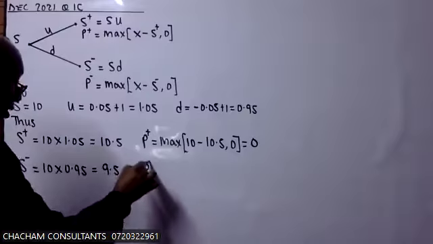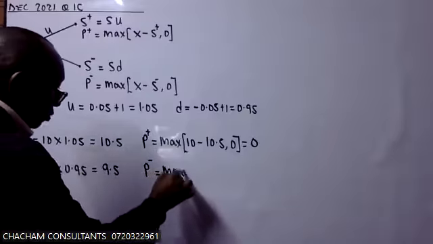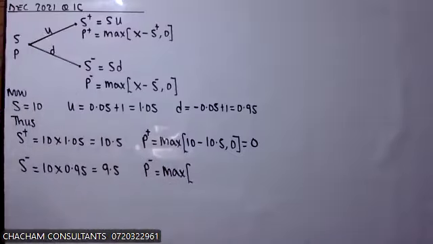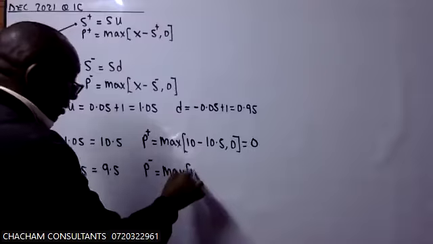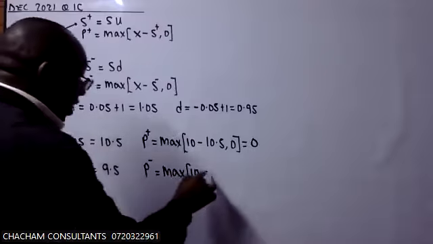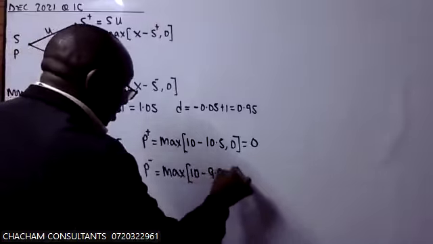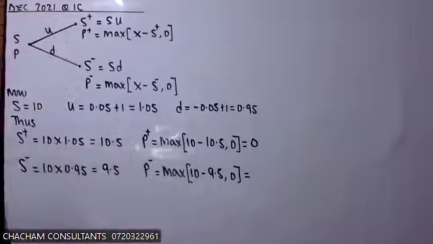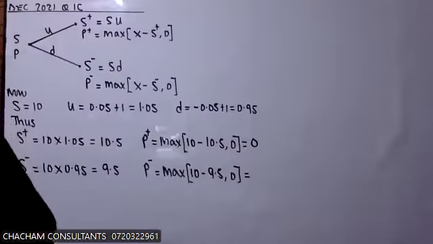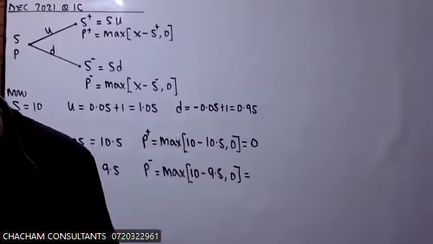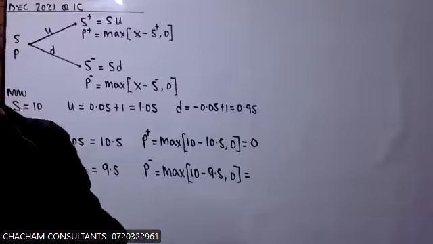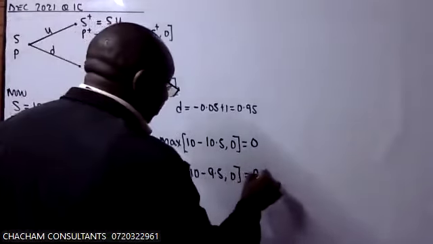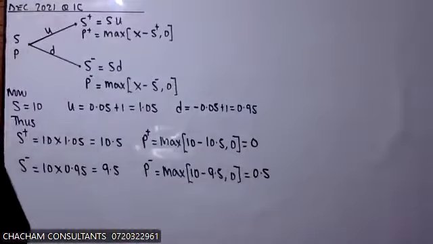And therefore, the value of the put when we go down is going to be worth, the exercise price is 10, and the value of the underlying will be 9.5 six months from now. So you tell me, 0.5.